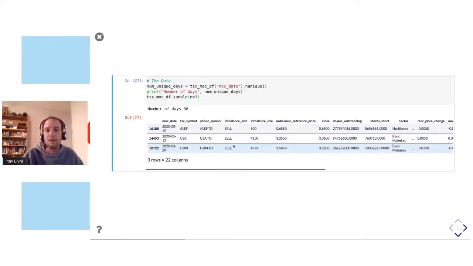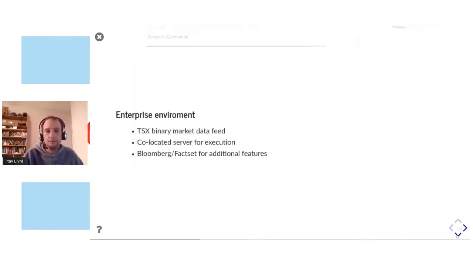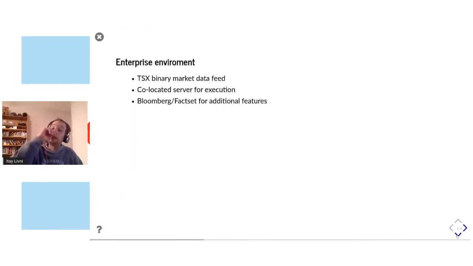It can be sells and buys, and this is the reference price, and then the size is how many shares there are to buy or sell at the close. In an enterprise environment, you would actually get this data through TSX Binary Feed. You'd be co-located on this at the TSX, and you'd use Bloomberg for most of your Yahoo type data.